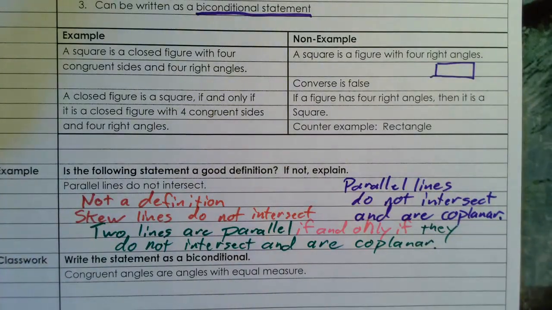That's it for this video. So definitions are a good example of dealing with biconditionals, where you're writing something that works in both directions. If things are coplanar and don't intersect, then they're parallel. If they're parallel, they do not intersect and are coplanar, and are made up of that combination of original and converse, where both of those statements are true.